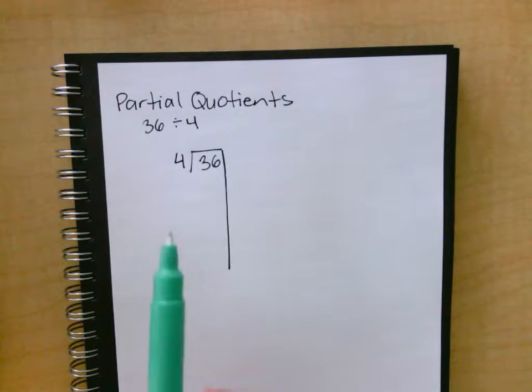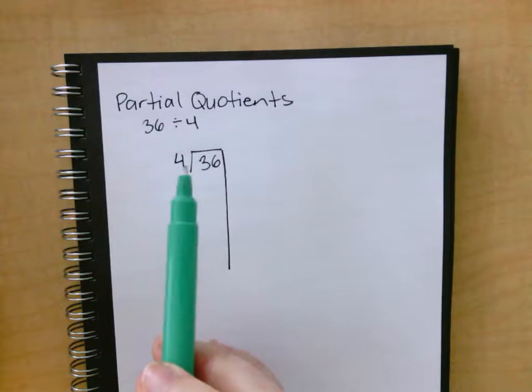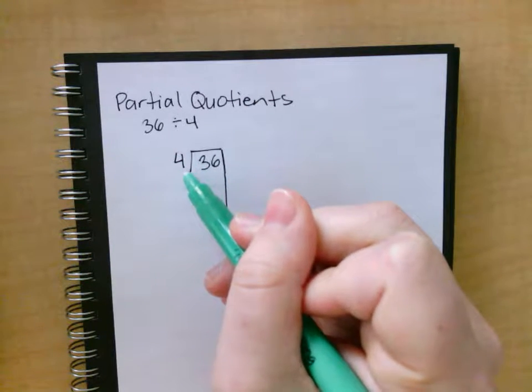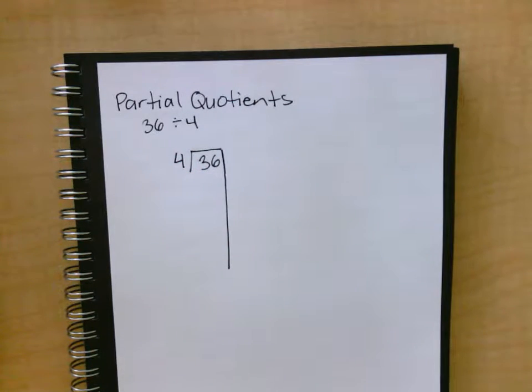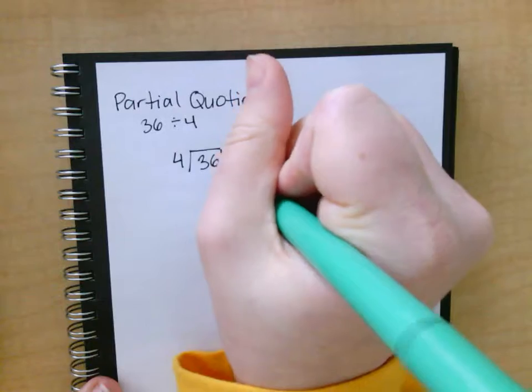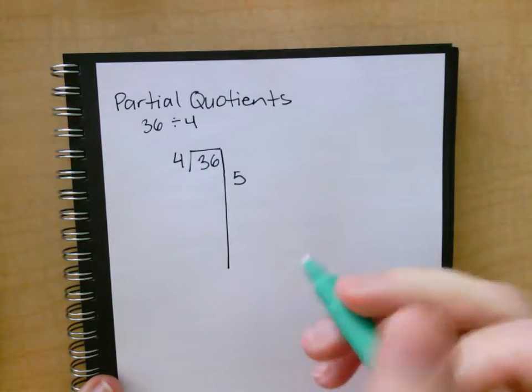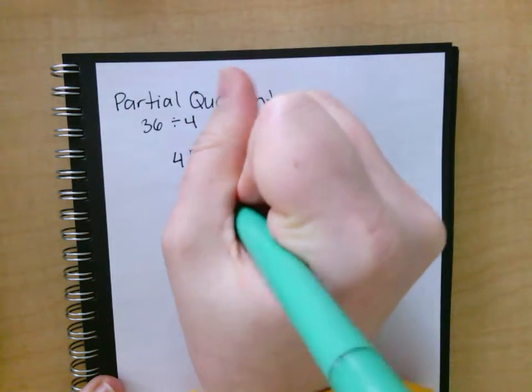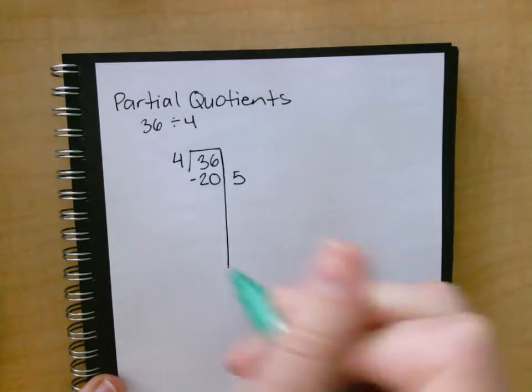So when I do this, I'm not thinking of it traditionally. I'm thinking of any multiplication facts that I know with 4 that can help me get close to 36. So I'm thinking, well, I know that 4 times 5 is 20. So I'm going to stick a 5 over here. So I would then multiply 4 times 5 is 20, and I'm going to subtract that from 36.